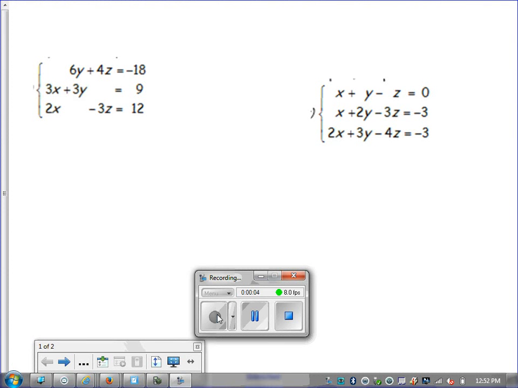To solve problems that have an x, a y, and a z, you can definitely do them by hand. But a lot of times when we do them by hand, we have a tendency to make a tiny error, which will kind of mess everything up. So I'm going to show you how you can also use your calculator.